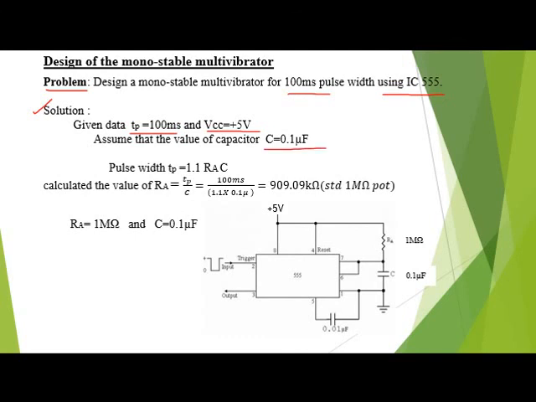The pulse width TP equals 1.1 into RA into C. Then you can calculate the value of RA, which comes to 909.09 kilo ohm. It is not a standard value, so we can take a 1 mega ohm potentiometer also, and this is 1 mega ohm, and capacitor C is 0.1 microfarad. This is the circuit diagram being shown.